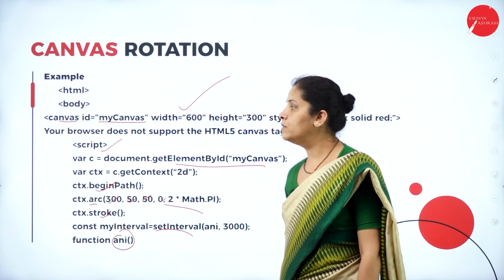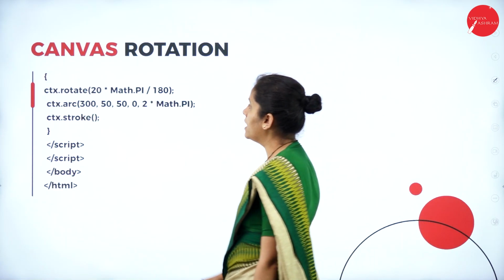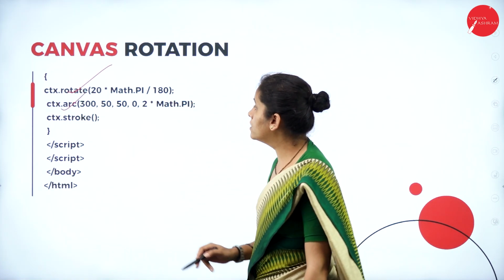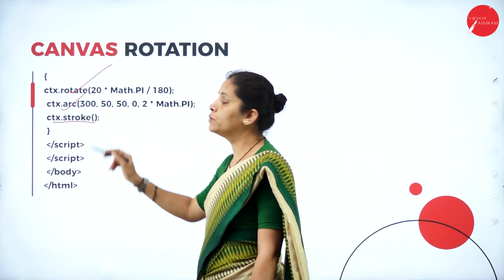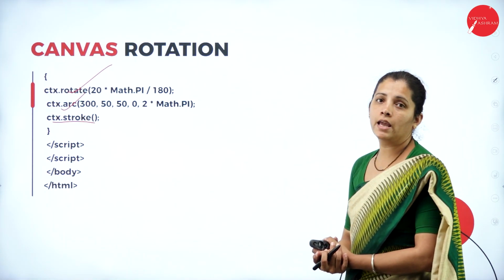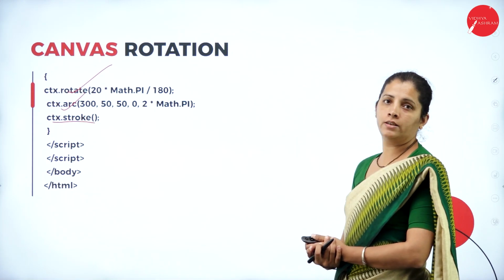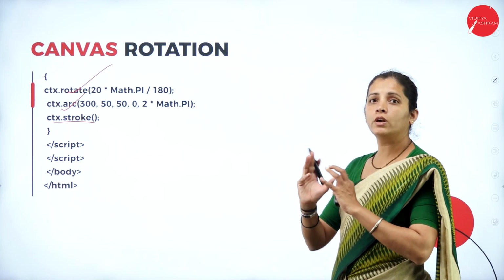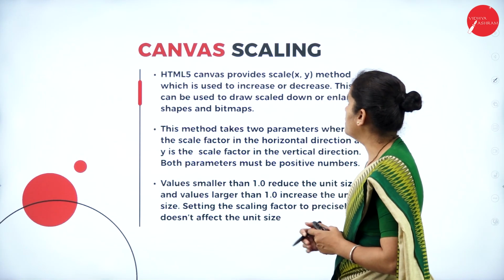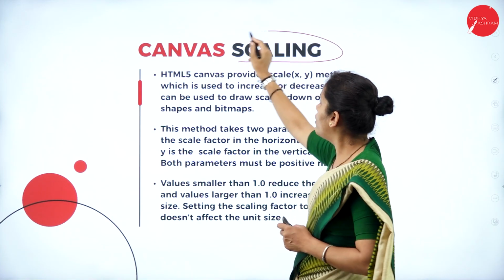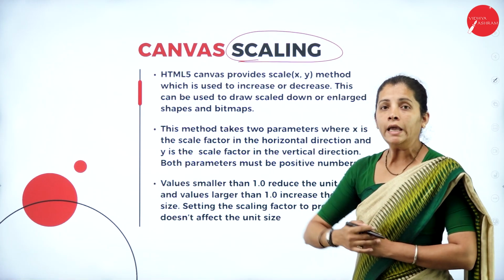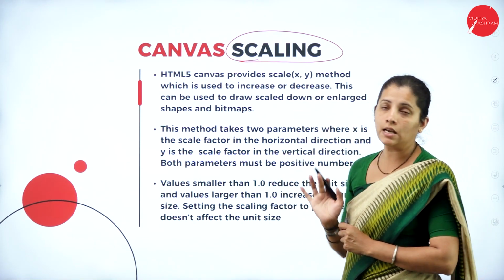Once again, I'm going to write the rotation. I'm going to call the arc method, and I'm going to call a stroke method. This is the way I can create the rotation. So rotation in the sense what? Rotating the canvas in the clockwise direction. Now I have one more important concept called scaling. So what is scaling? Increase the size or decrease the size.